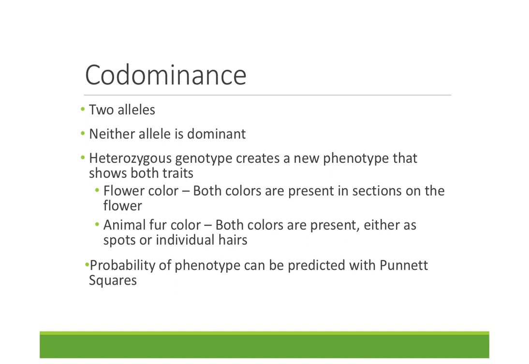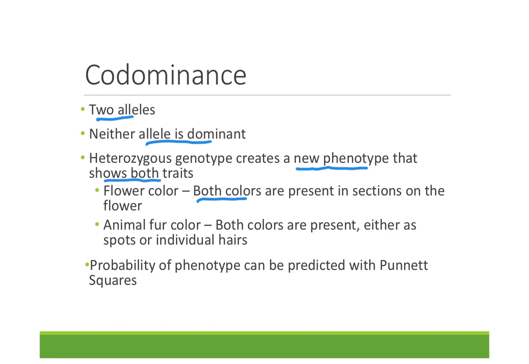Another way alleles can interact is codominance. And again, we're talking about how two alleles interact. In this case, neither one is dominant over the other. The heterozygous genotype creates a new phenotype that shows both traits. So in flower color, instead of getting pink from red and white, you see both red and white colors present on the flower.